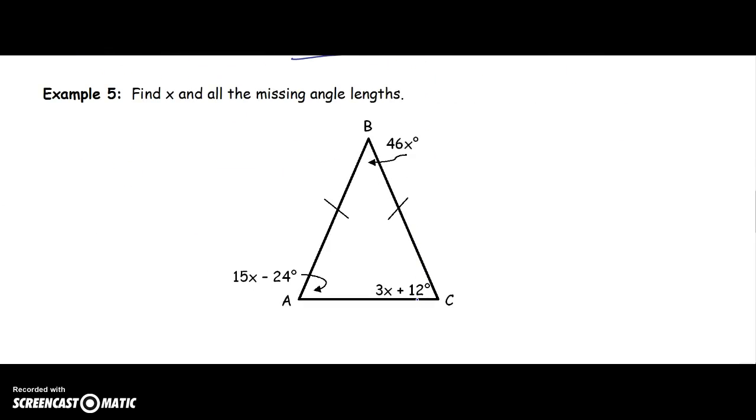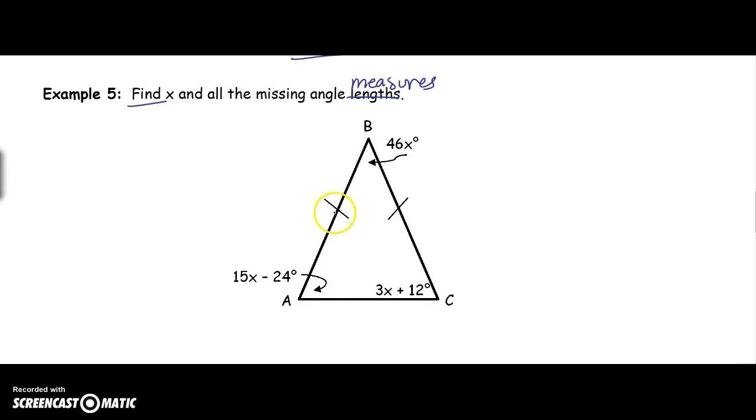In example 5, it says find x and all of the missing angle measures. That should say measures, I apologize. Now, there are two ways you can solve this problem. There are 180 degrees in this triangle. Add up all of your angles and set it equal to 180.